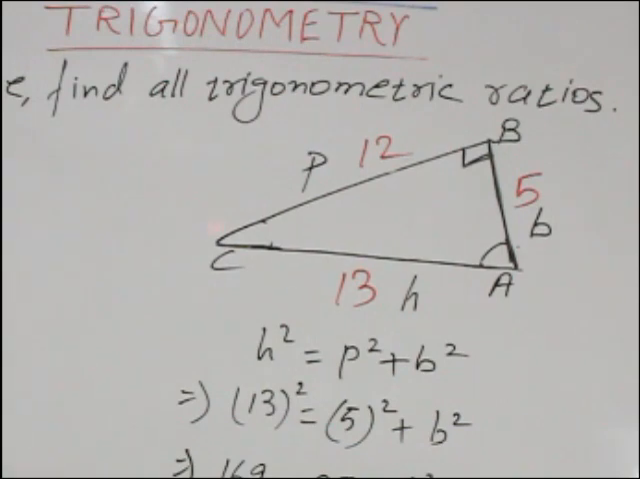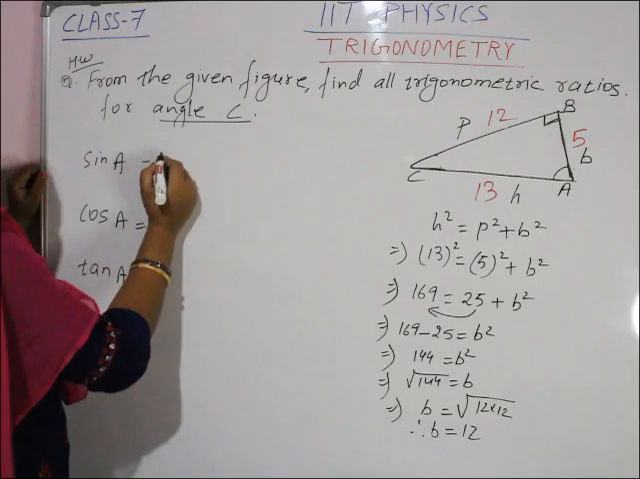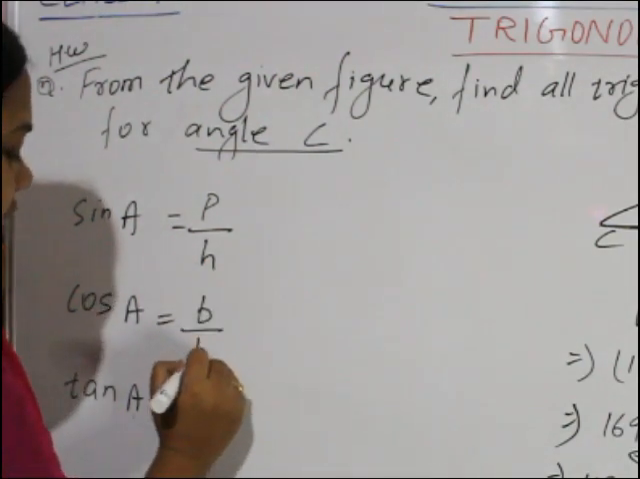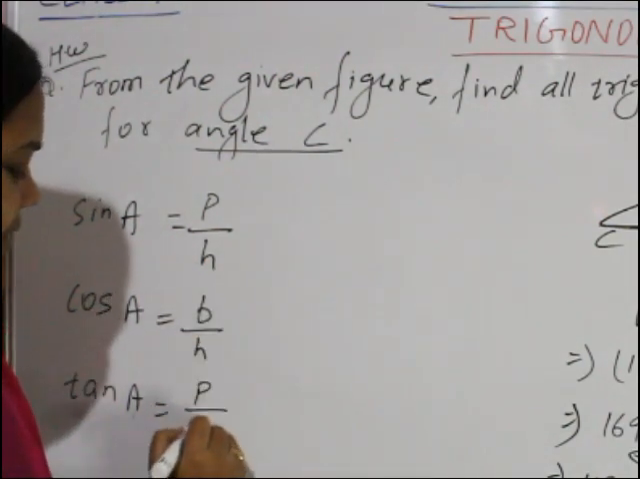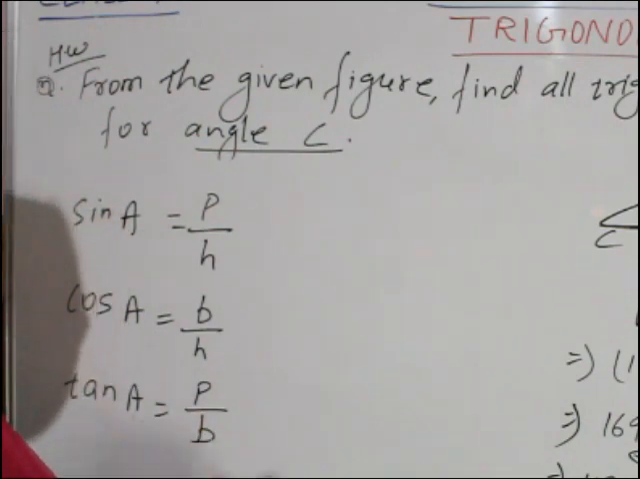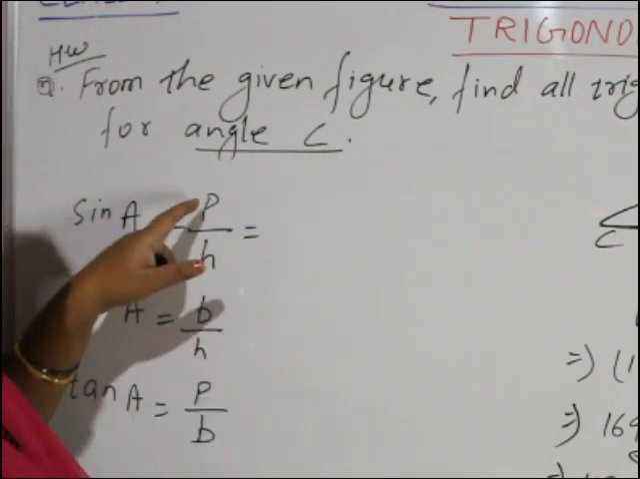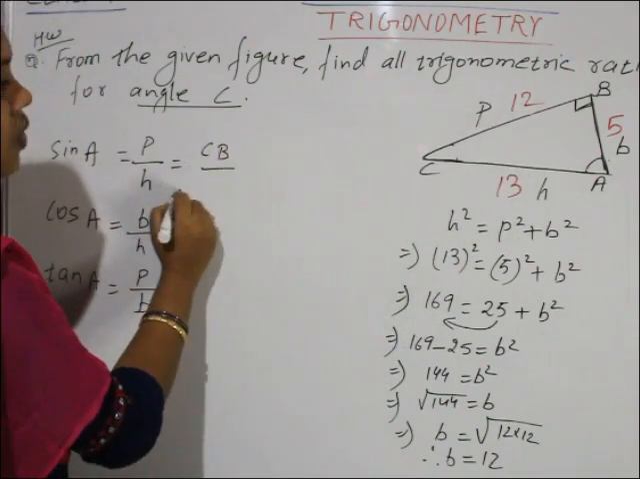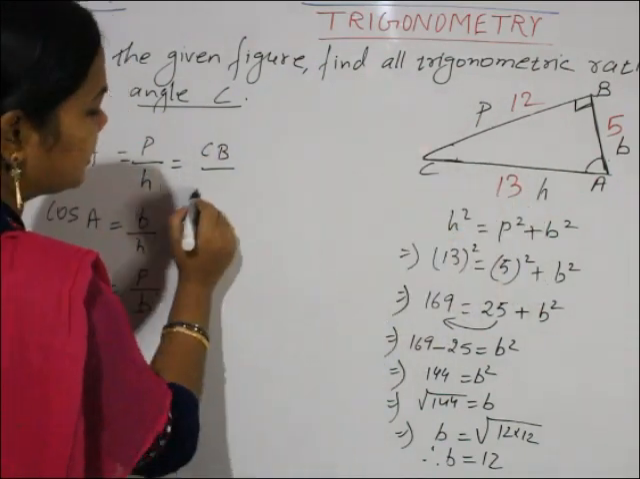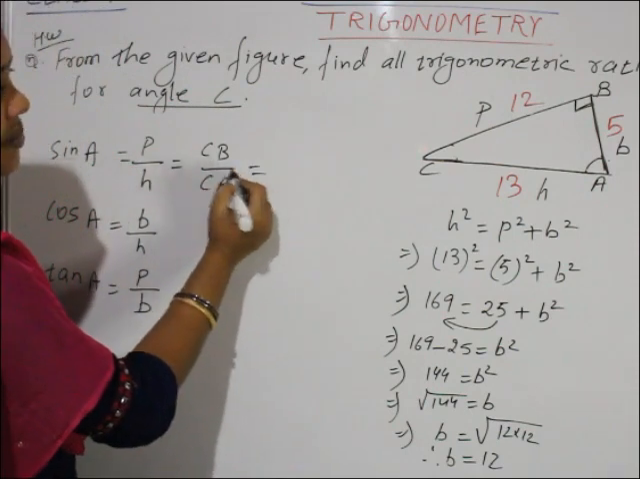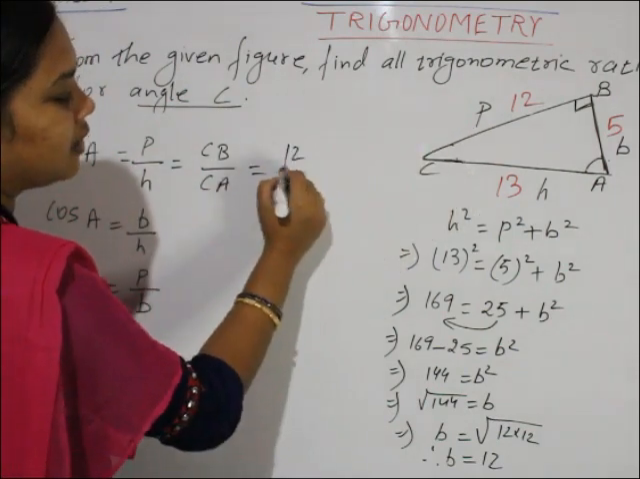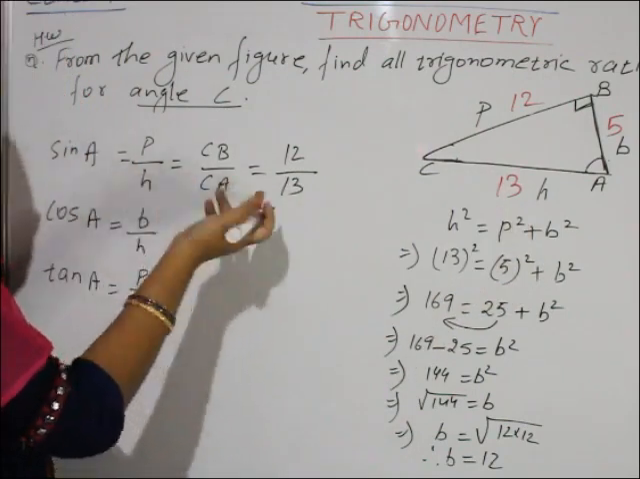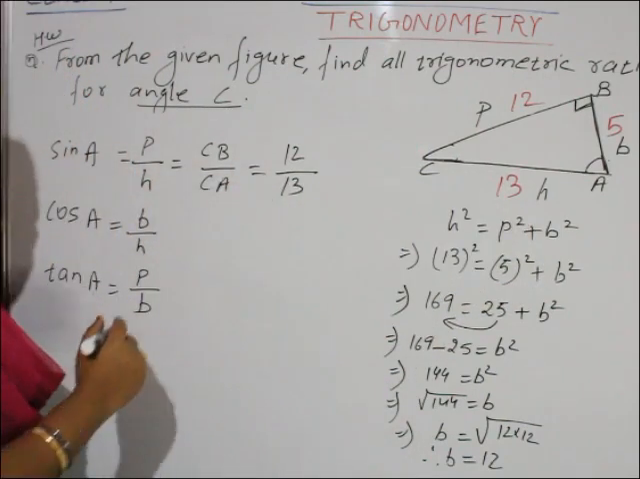Now, sine means P by H. Cos means B by H. Tan means P by B. P by H: what is the perpendicular? CB. What is the hypotenuse? CA. CB how much? 12. CA how much? 13. So sin A becomes 12 by 13.